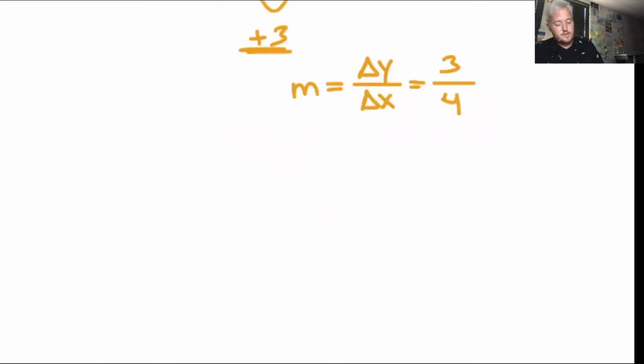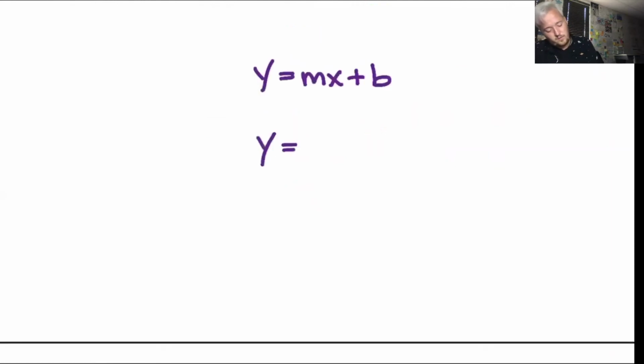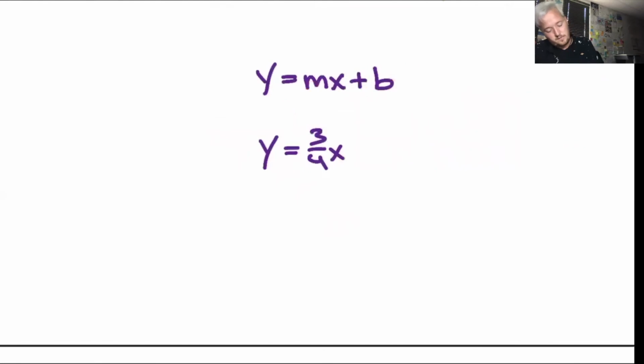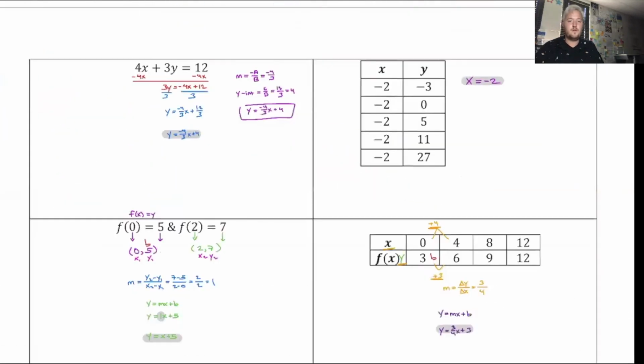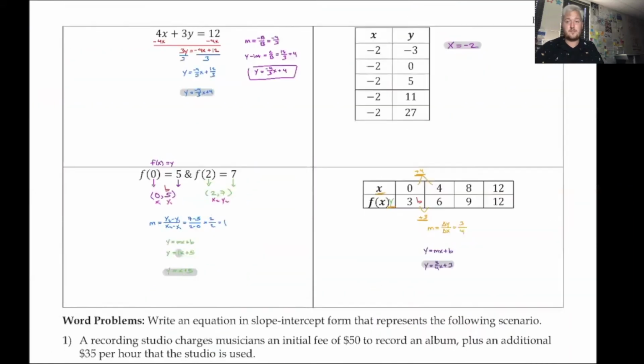All right, so I have my slope and I already have my y-intercept, so I just have to write my equation. So y equals mx plus b. So y equals 3/4 x, then my y-intercept, which is positive 3. Boom. So you can see any number of these problems on your practice or on an assessment.